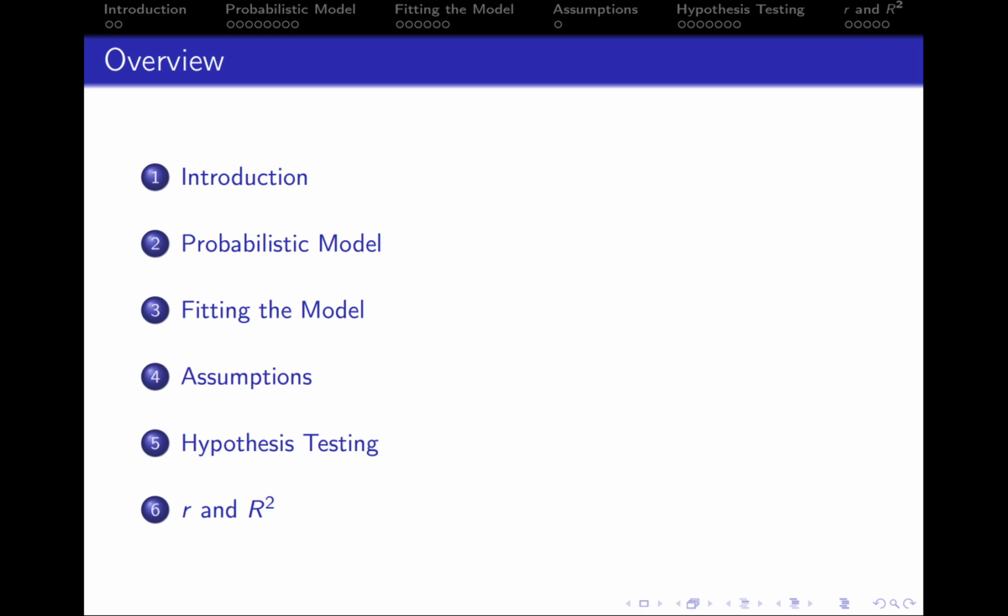After this, I will discuss something called probabilistic model. Then I will show you how the model can be estimated, how it can be fitted. After this, I will discuss 4 assumptions of the simple linear regression. After this, I will show you how to do hypothesis testing for the estimated model, and I will finish the lecture with the discussion of 2 coefficients, small r, which is the coefficient of correlation, and large R squared, which is the coefficient of determination.